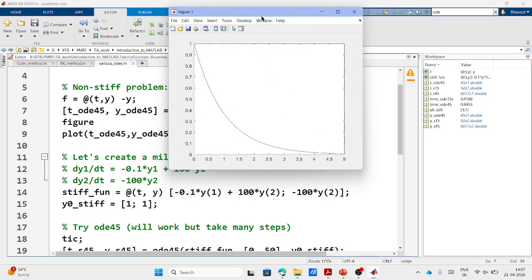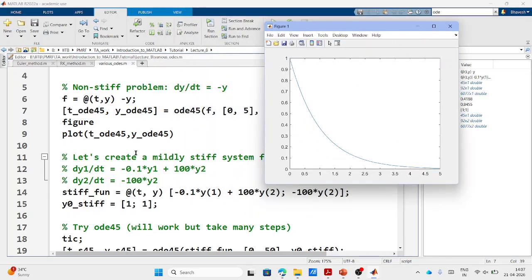yeah, this is my figure 1. It plots y from ODE45 versus time, and you can see it's decreasing this way. With time, I know how the function is decreasing because it's -y, so it's declining, right?